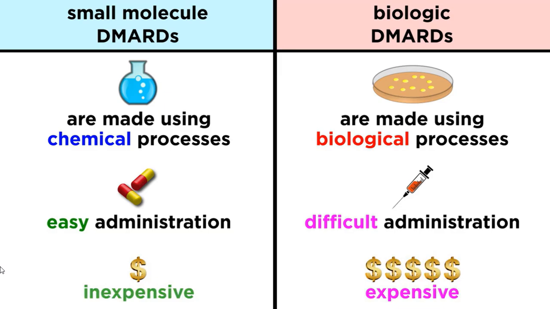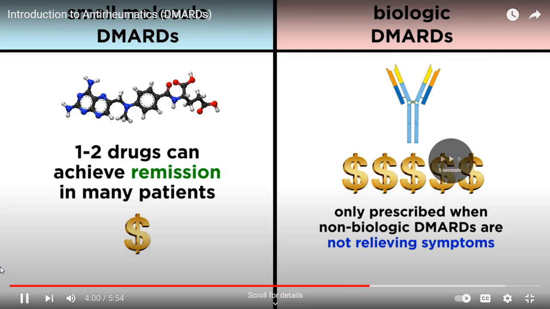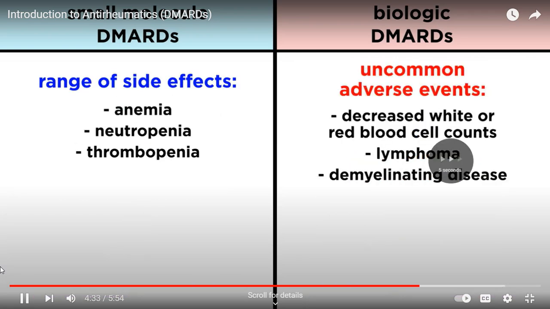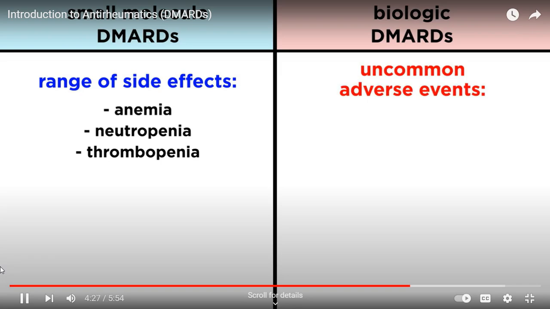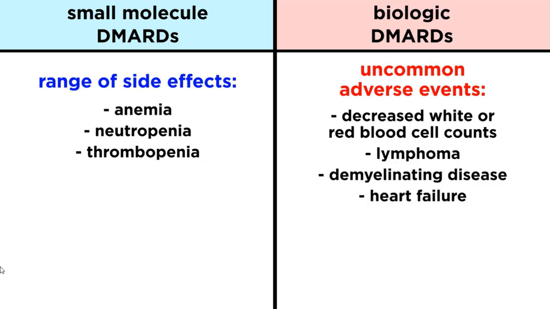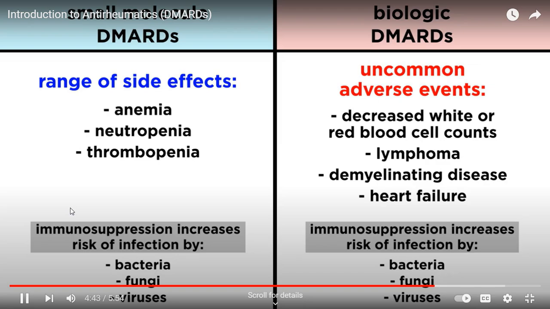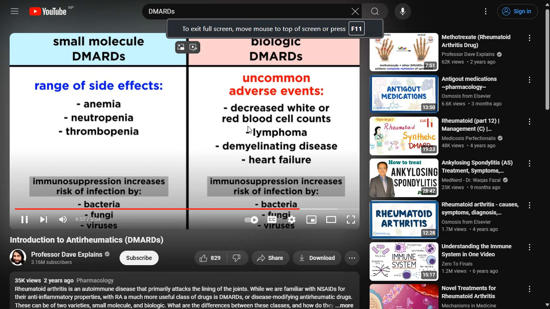Production, storage, and dosing difficulties make biologics more costly. Side effects of small molecules are generally milder, while biologics are associated with uncommon adverse events, including decreased white or red blood cell counts, lymphoma, demyelinating disease, and heart failure. Both of these classes, however, are immunosuppressive and lead to an increased risk for various opportunistic infections by bacterial, fungal, or viral agents that would not cause infection in an individual with a normal, uncompromised immune system.